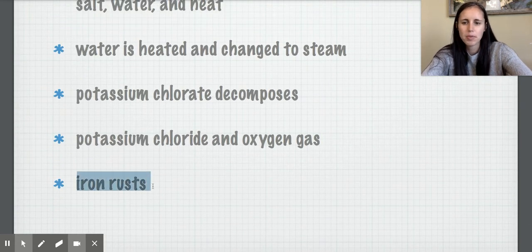Last thing I do want to talk about, though, is iron rust. So I want you to think about what rust might look like. Pause the video and think about, is this a chemical change or a physical change?